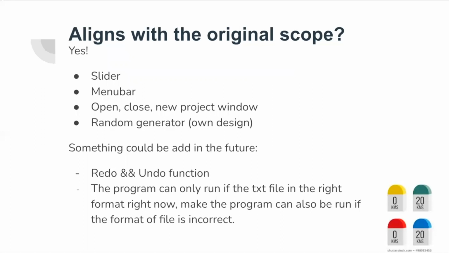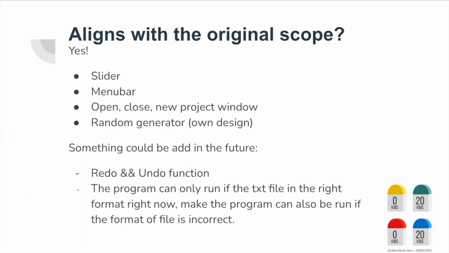This project is still aligned with my original scope as I implemented all the functions that are required for the logo maker, including the slider, menu bar, open, close, and new project window, and my own design random generator. And if I had more time, I'm very willing to implement the redo and undo function.